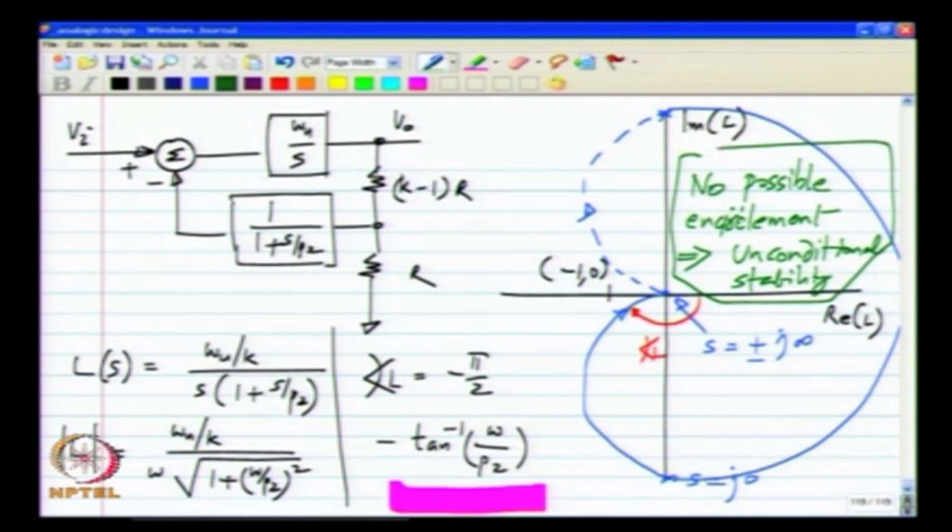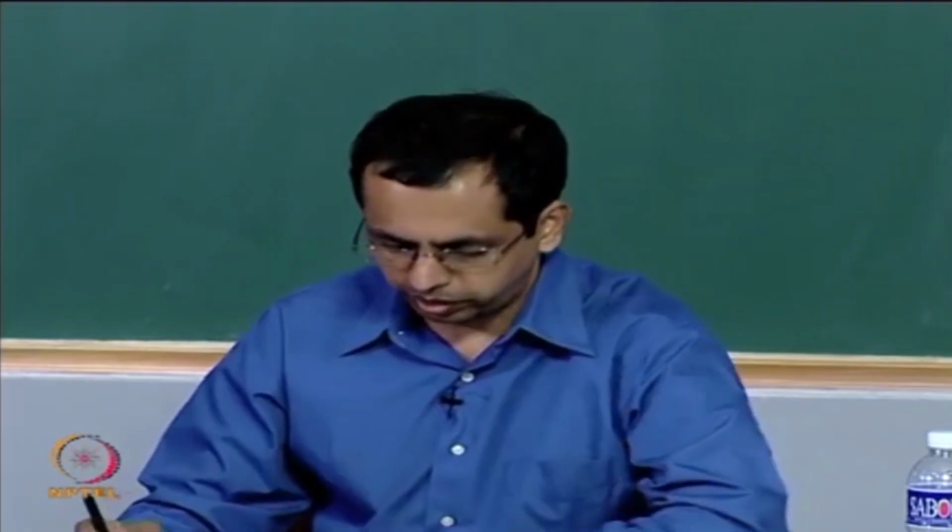Okay. And this is something we also knew from our direct analysis of writing down the expression for the closed loop gain and finding out the roots. They could not be in the right half plane. So, this cannot encircle the minus 1, 0 point, which also means that the roots cannot be in the right half plane. The roots or the poles of the closed loop system cannot be in the right half plane. Okay.